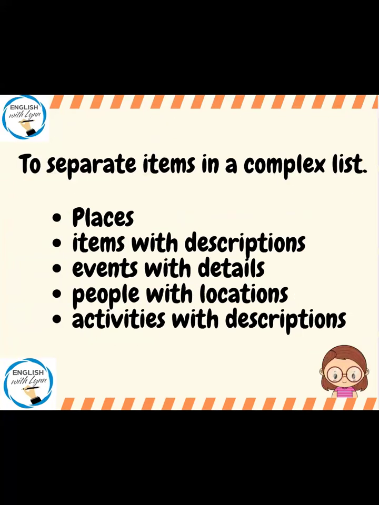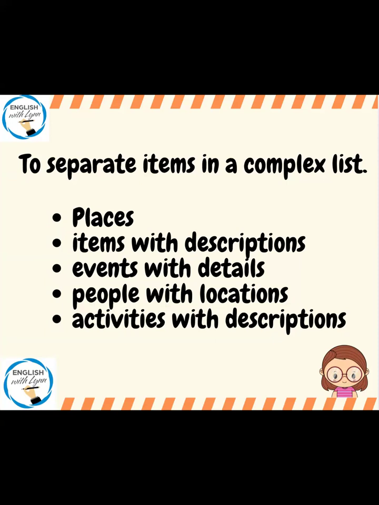Next, we use them to separate items in a complex list, okay? And in a complex list, it wouldn't just be one word. So I might talk about a list with places. So it could be that I'm talking about London in England; Edinburgh in Scotland, and you've got a list of places. Because it is a phrase list, you would have the semicolons between those places.